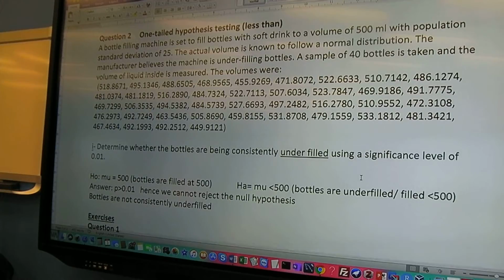Okay. Now let's actually first state the null hypothesis and the alternative hypothesis. So what would the null hypothesis be? We haven't written it.